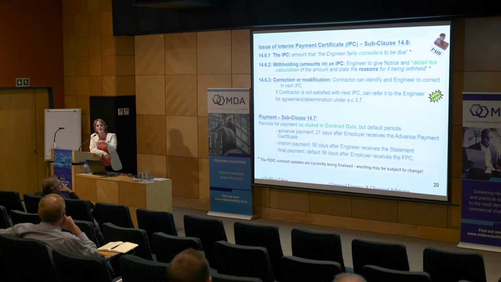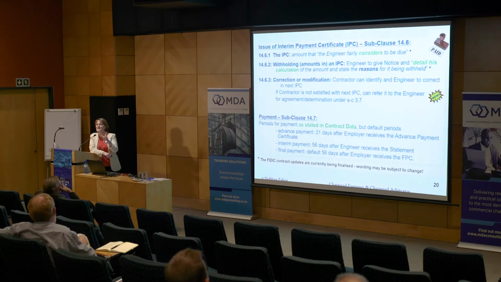Now, under the 1999 forms of contract, you know that the word is fairly determines to be due. Well, we took that word out because determination now means a different thing. It means a definite thing under the updates. So basically, we've got that word fairly, and we've got fairly considers to be due. So we see that the engineer is playing a sort of an assessment role, not a determination role. So just to sort of emphasise the distinction between the two.